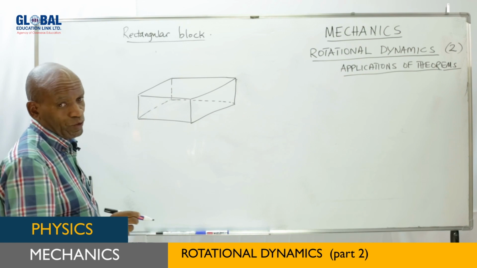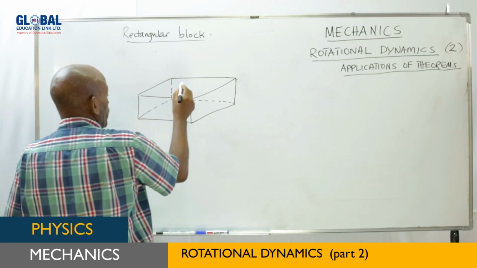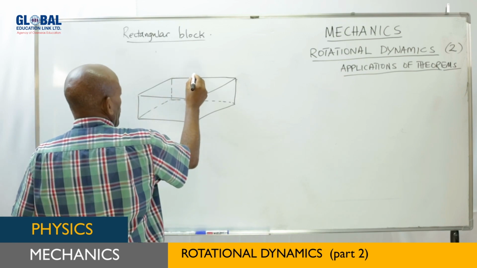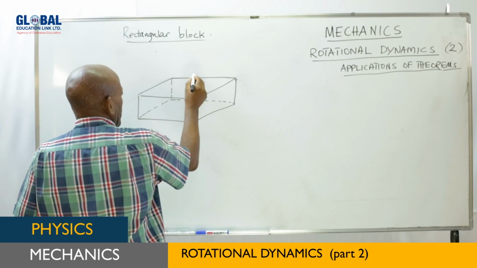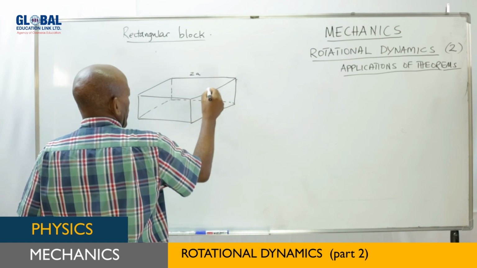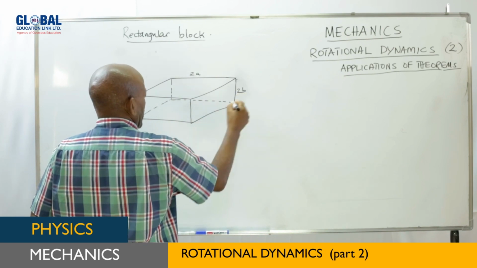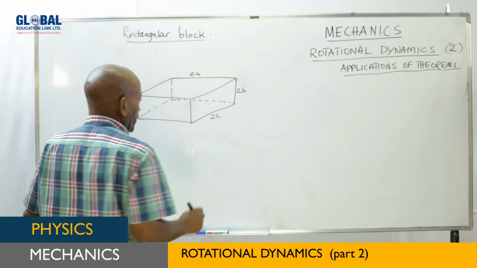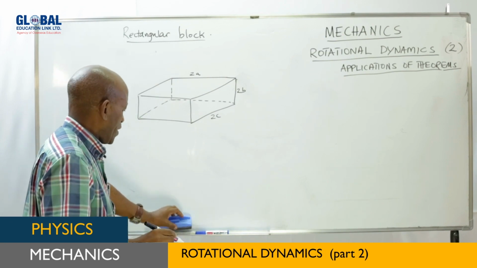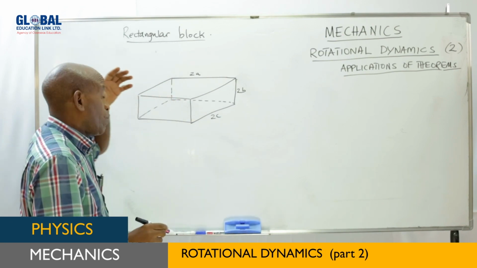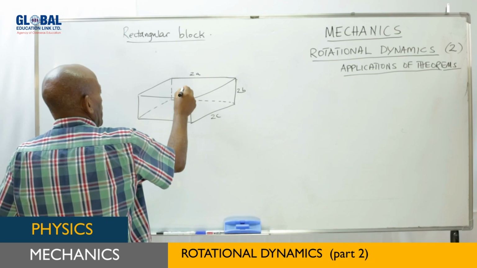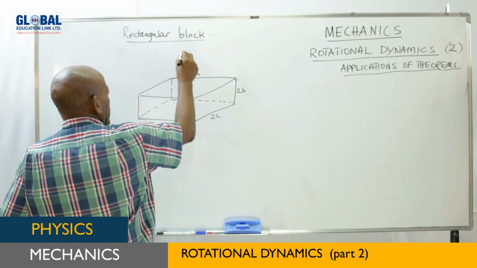So we could be having a rectangular block like this with various sides. We could have this particular side, let's say, equal to 2a, and this side could be equal to 2b, and this side could just be equal to 2c. And here we need just to look for the moment of inertia passing through its center.